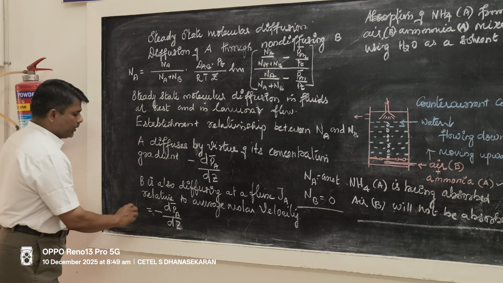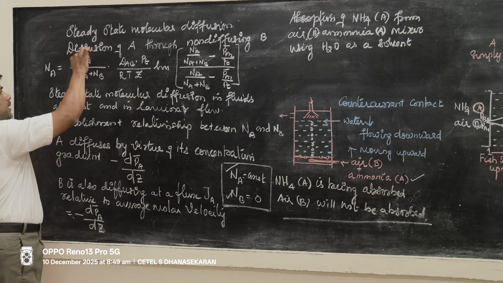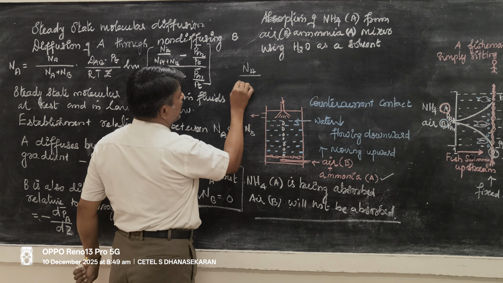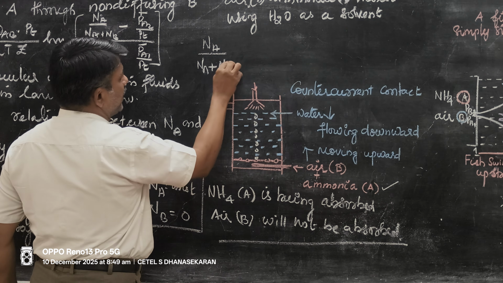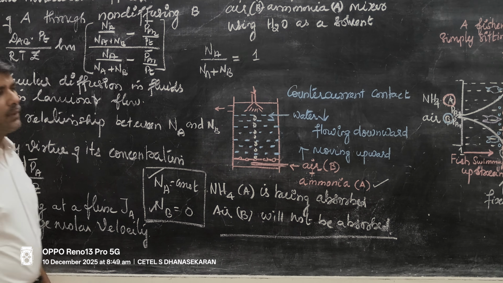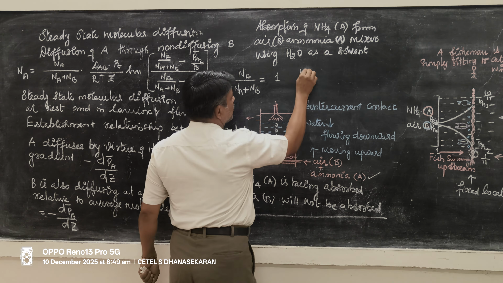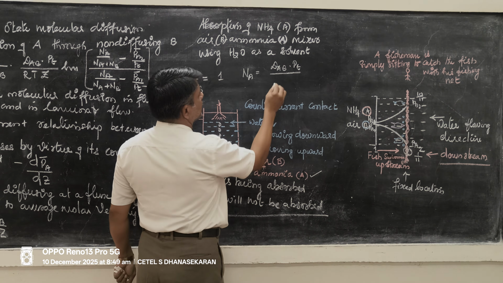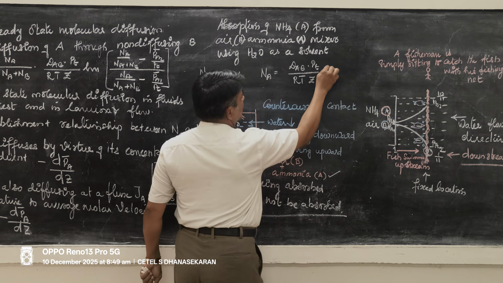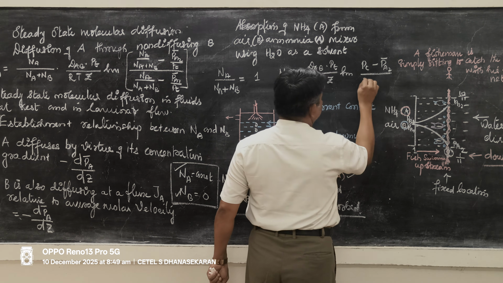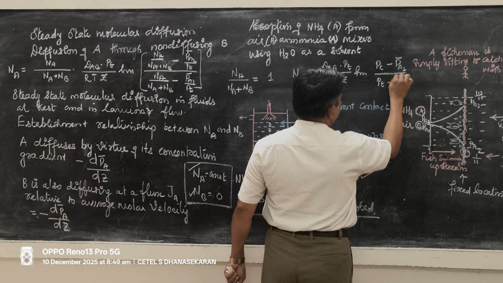So NA is constant, NB is equal to 0. I am going to adapt this information, this NA divided by NA plus NB. Hence, NA divided by NA plus NB is equal to 1. Now this equation becomes NA is equal to DAB into Pt divided by RTz ln of Pt minus PA2 bar divided by Pt minus PA1 bar.